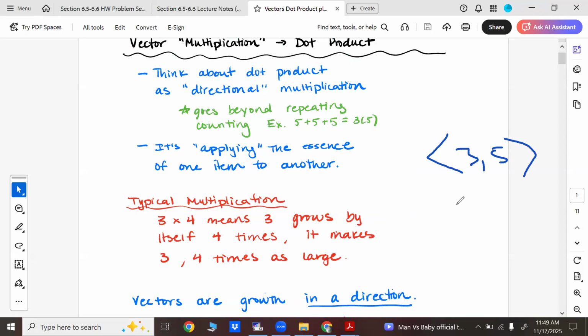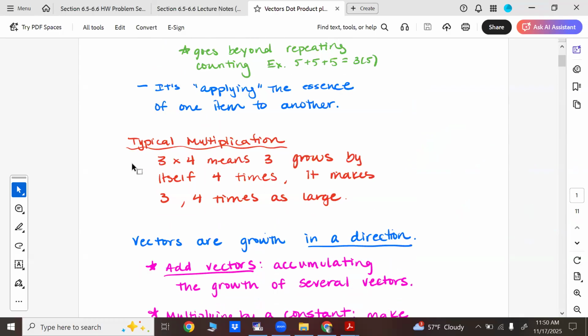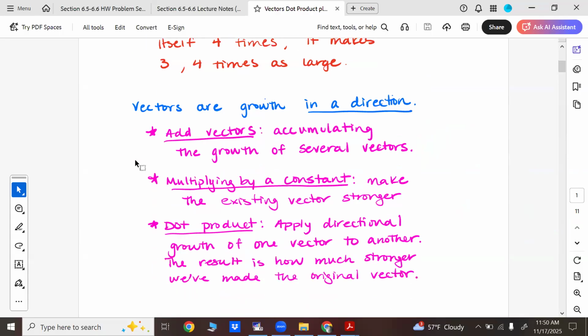What we're doing instead is, let's say I have these 2 different vectors here, and I do something called the dot product. That's kind of like vector multiplication. And apparently when you combine these two, they will grow in a certain direction. We'll talk about that when we get there. Adding vectors, you're accumulating the growth of several vectors. Multiply by a constant, you make the existing vectors stronger. The dot product is this: you apply directional growth of one vector to another. The result is how much stronger we made the original vector.